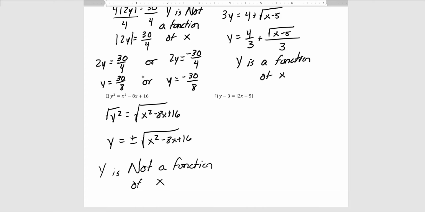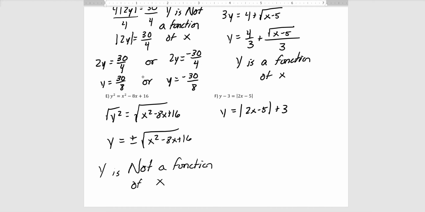All right, last one, letter F here. Y minus 3 equals the absolute value of 2x minus 5. To get y all by itself, I just need to add 3. So y would equal the absolute value of 2x minus 5 and then plus 3. If I plug in a value for x, am I going to get multiple values for y?